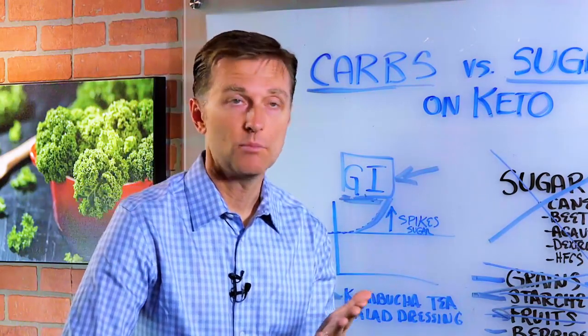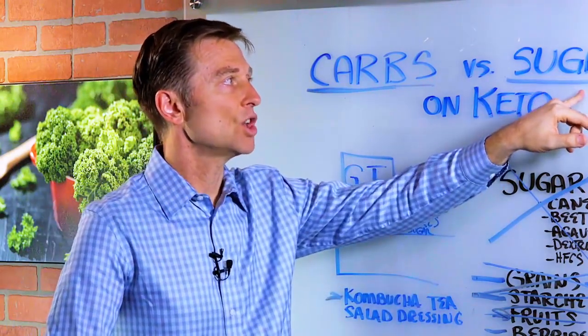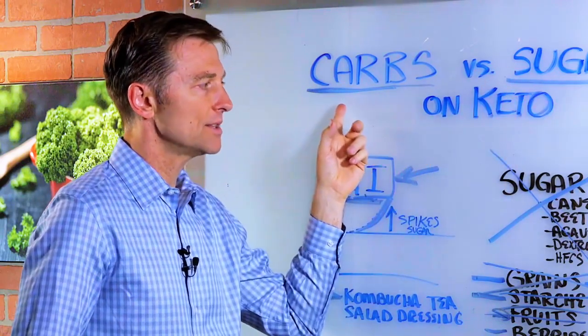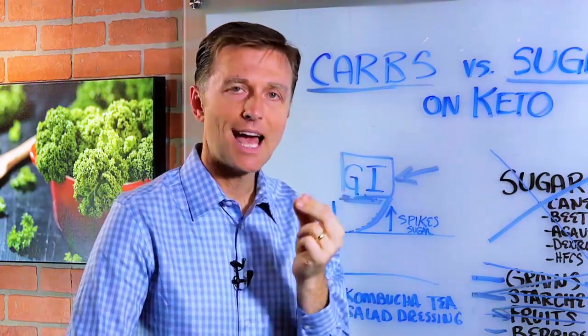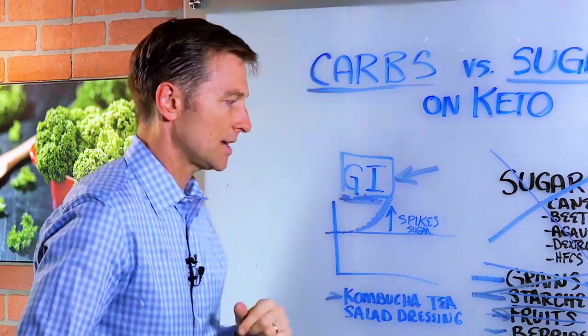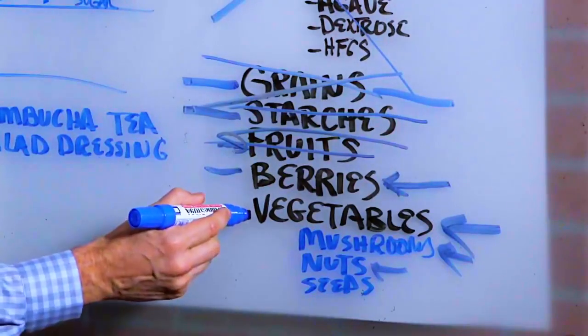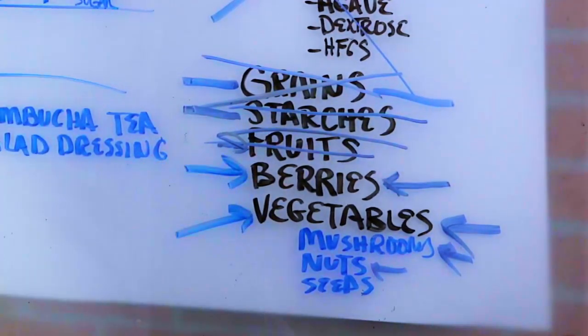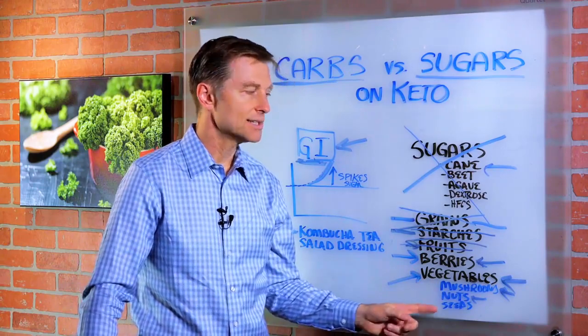So when you're doing keto, make sure that the sugar grams are as close to zero as possible. And when you're looking for carbohydrates, it really has to do with the type of carbohydrates and the effect that it has on the glycemic index. You want to stick with mainly vegetables, a small amount of berries, maybe a half of a cup to a cup. Mushrooms are fine, nuts are fine, seeds are fine.